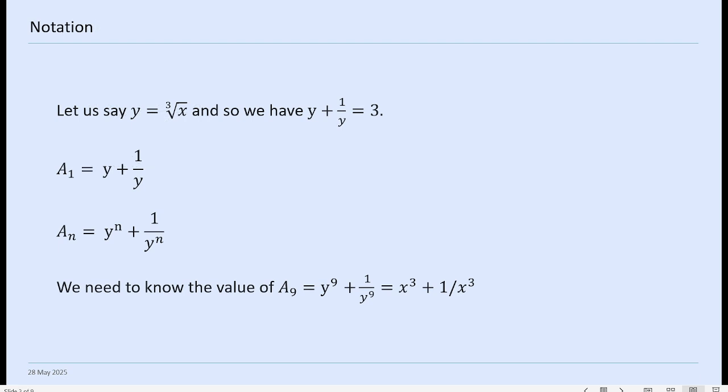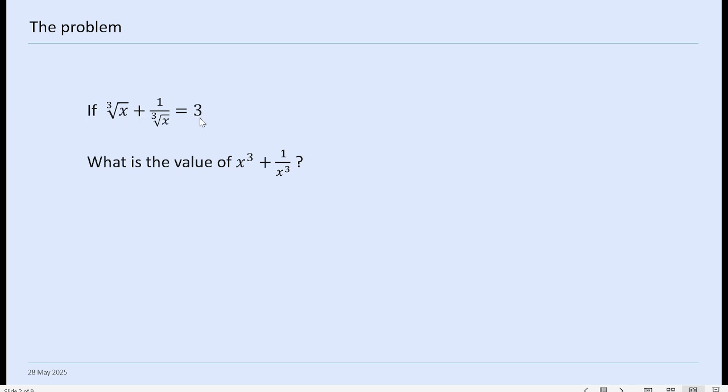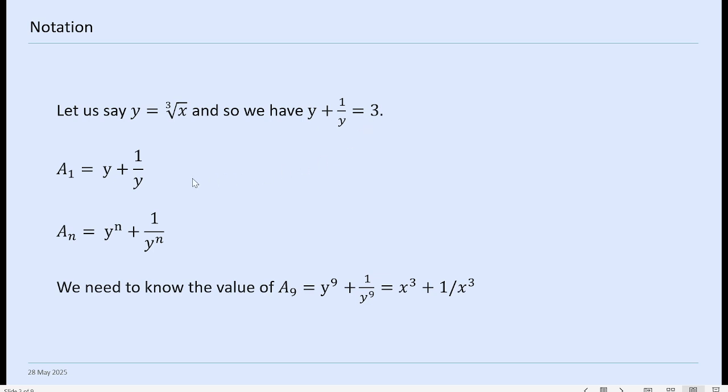Okay. So let's start with some notation. We often do this. Notation is so important. Let's say that y is the cube root of x. So y plus 1 over y is 3, because cube root of x plus 1 over cube root of x is 3. We're going to define a1 as y plus 1 over y, a2 as y squared plus 1 over y squared, an as y to the n plus 1 over y to the n. And then we need to know the value of a9, because a9 is y to the 9 plus 1 over y to the 9, which is x cubed plus 1 over x cubed. That is the problem.